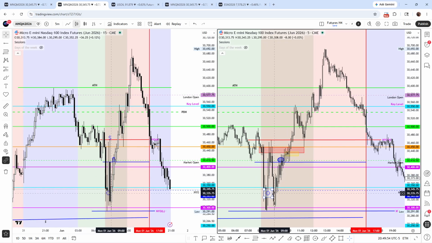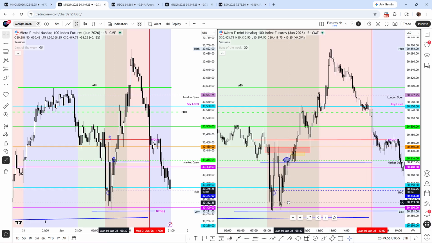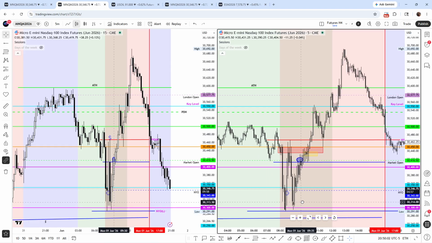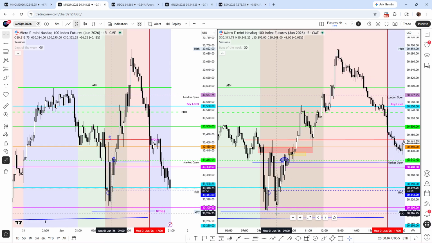And then we start to slowly correct back into our favorite time, right? We've been taking our best trades around 9 a.m., 9:05 to 9:10. So 9 a.m. right here, this was 9 a.m. to 9:05. Price was kind of being manipulative. And then 9:05 to 9:10 is when price started to show that sign of strength.